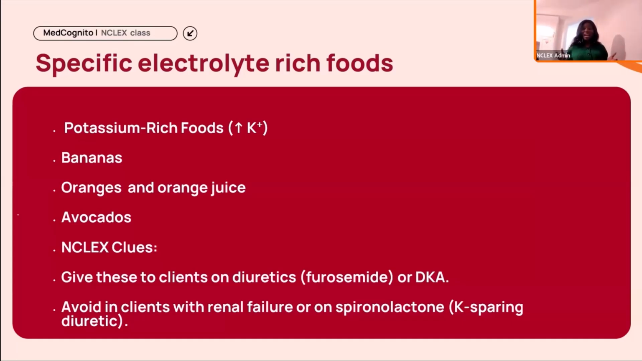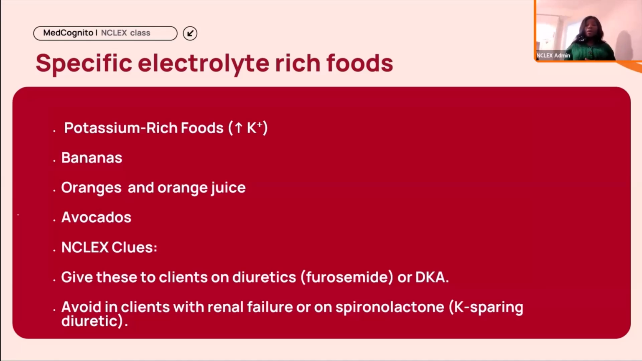So you know that as hyperkalemia, you're not going to choose bananas because bananas are high in potassium. So let's look at them, take notes so that you will be able to answer those questions. So potassium-rich foods, and search for more examples, okay? There are lots of examples. Bananas, oranges, orange juice, avocados, they are all high in potassium.